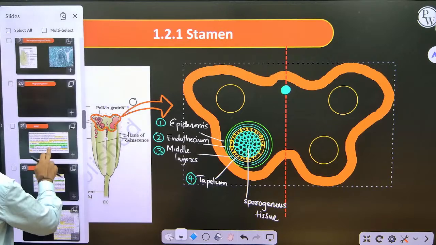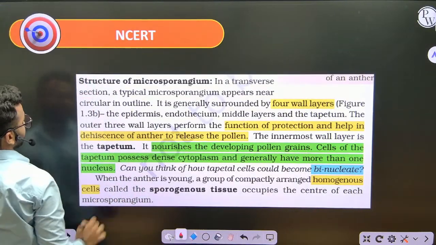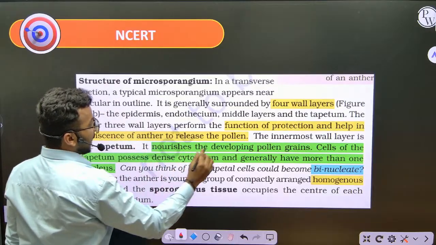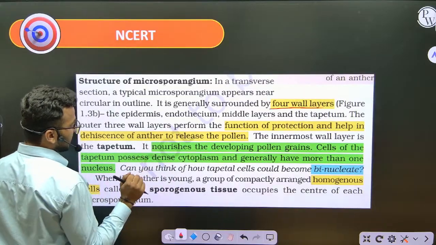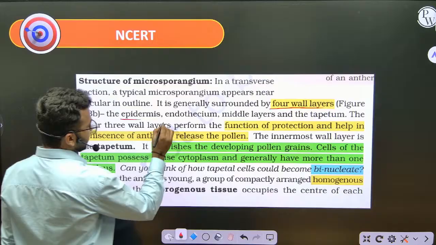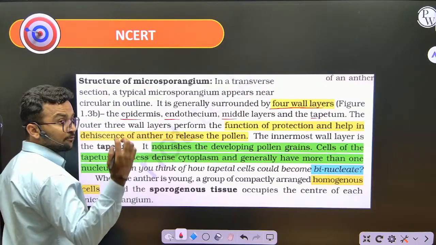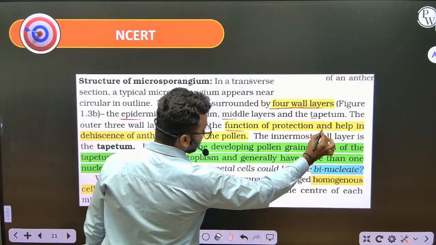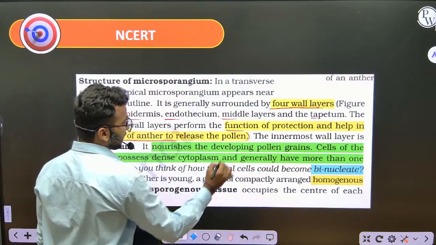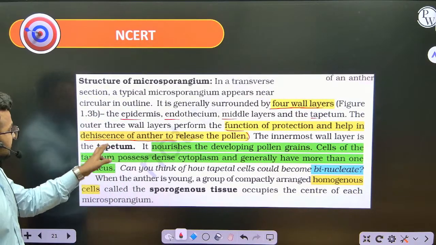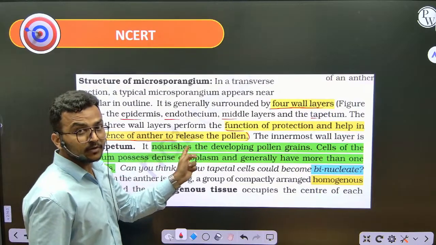Structure of microsporangium. It is surrounded by 4 wall layers, as we have seen already: epidermis, endothecium, middle layers and tapetum. The outer 3 wall layers perform the function of protection and help in dehiscence of the anther to release the pollen grain. Here it means drying out, losing the moisture and helping them to release the pollen grain.